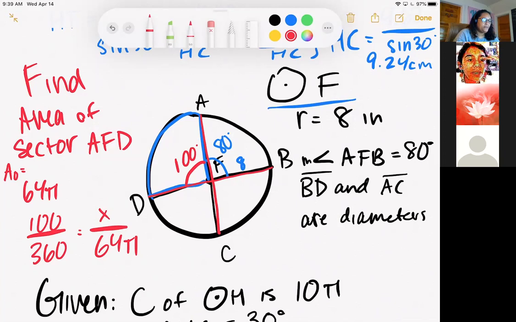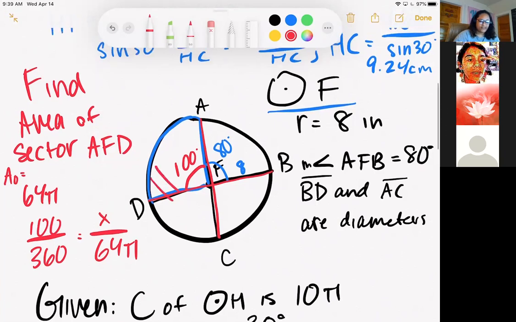Yeah, so we know that BD is a diameter, and we know that angle BFA is 80 degrees. So because it's a diameter, a straight line, right, the full degree measure has to be 180 degrees, which means the angle DFA is 100 degrees. So we're trying to find the area of this sector, and we can set up a proportion to say that the degree measure in that sector over the full degree measure of a circle should equal the area of that sector over the full area of a full circle. Does that make sense?